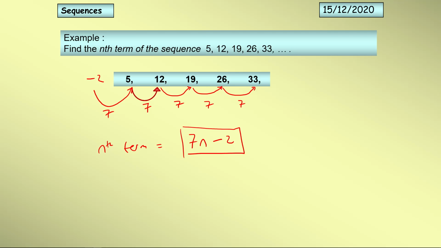And it's as simple as that. Okay? Don't overcomplicate it. That's all you've got to do. Find what it's going up by each time. That's your times table. 7n, and then we go back one to find out what the difference is.